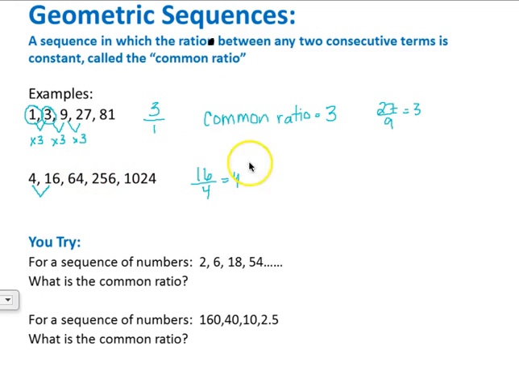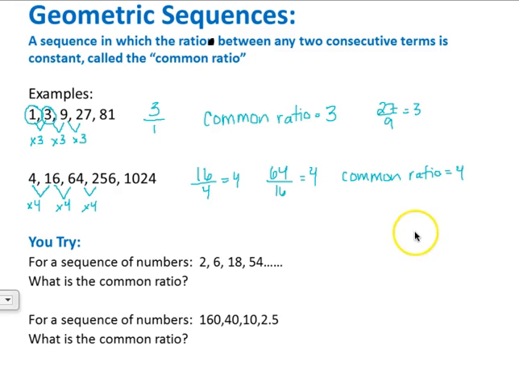That should be the same amount if you take the third term and divide it by the term in front of it, that second term. And what do you get? 64 divided by 16 is 4. So it's the same amount. So we're multiplying by 4 when we go from each term to the next term. So that would make the common ratio in this sequence equal to 4.